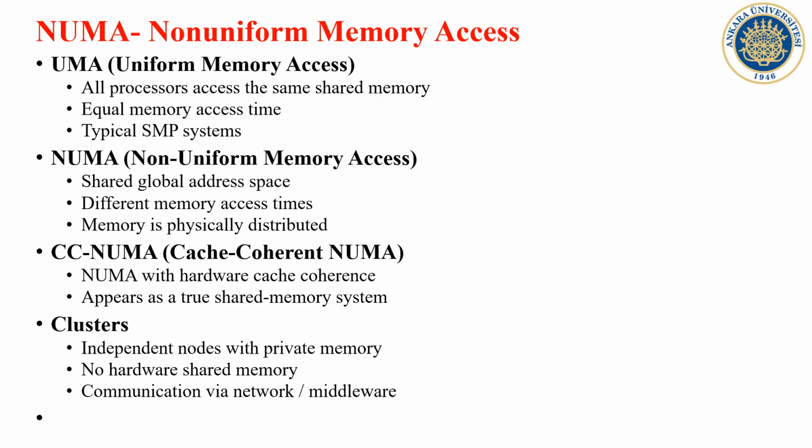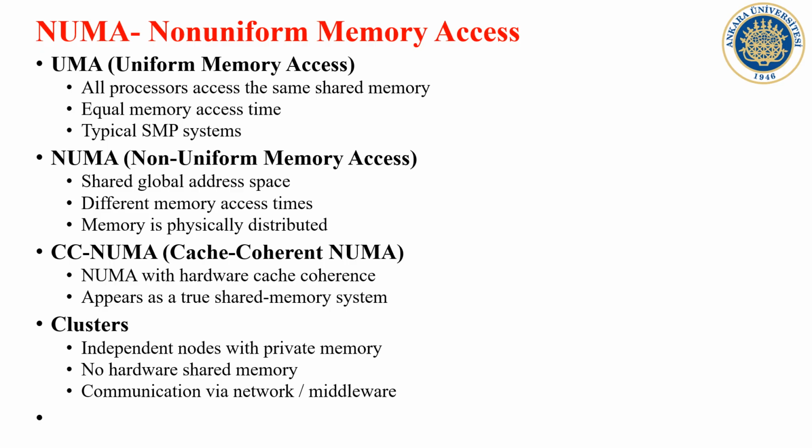CC-NUMA takes this one step further by keeping the cache coherent using hardware support. Even though memory access times are different, the systems still behave like a true shared memory machine. Clusters are totally different. A cluster is made up of independent computers, each with its own memory. There is no hardware shared memory.